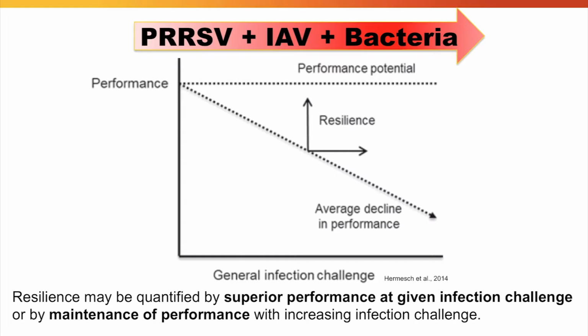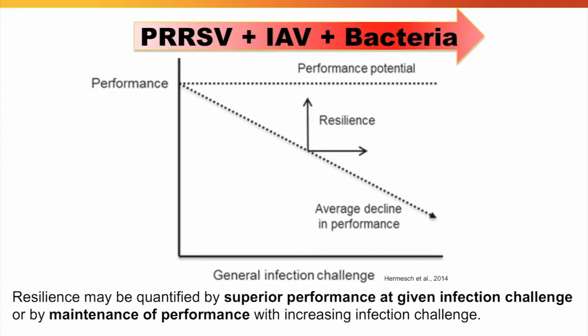So another way to look at resilience through this figure, I think, demonstrates fairly well what we're trying to describe here when looking at the performance potential within a production system or a group of pigs, and then how adding in those pathogens or an increasing pathogen burden can affect that performance. So the goal obviously would be to minimize the difference between the two lines if we're wanting to increase resilience. And resilience can be quantified by superior performance at a given infection challenge, so that would be looking at the vertical line, or by maintaining performance with increasing infection challenge, which would be the horizontal line.